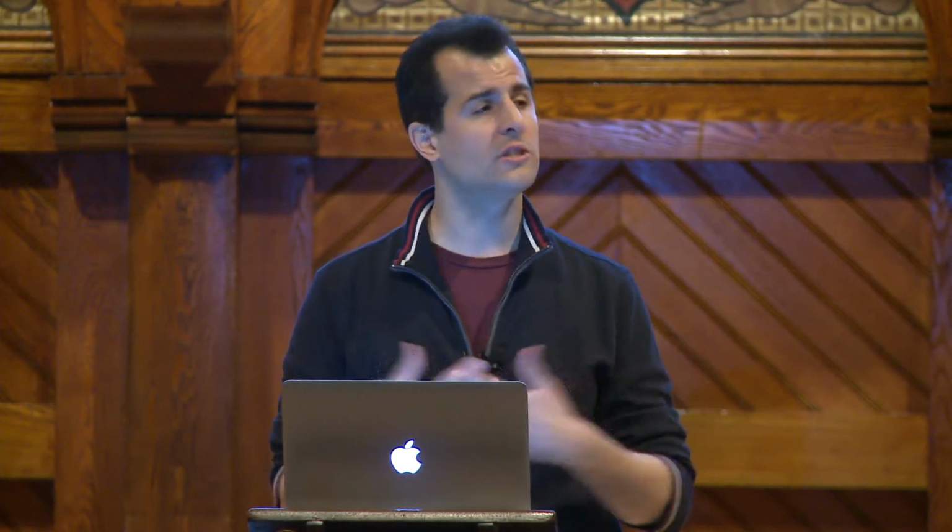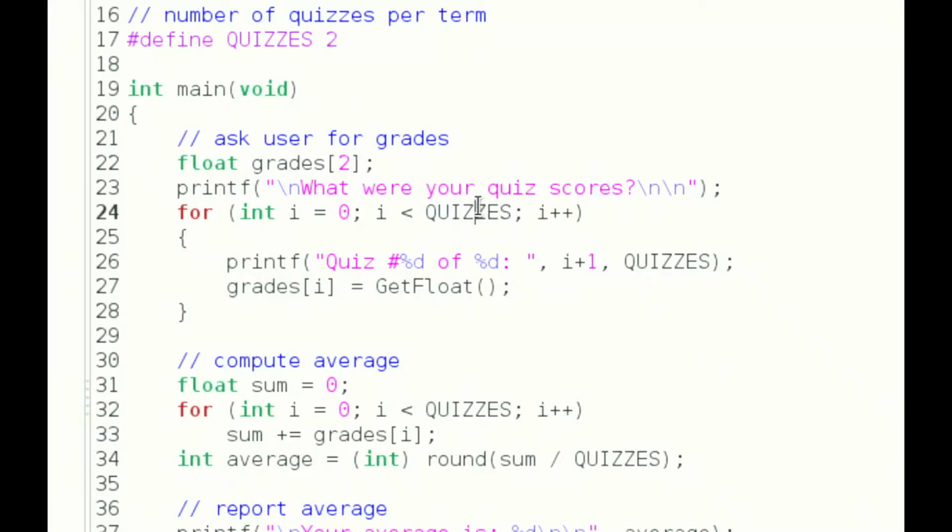So I didn't want to hard code 2, because if you think about this now logically, suppose next year CS50 changes to 3 quizzes instead, and I had the number 2 here, the number 2 here, the number 2 here, the number 2 here.